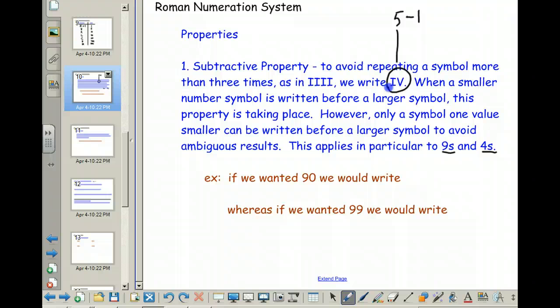For example, how would we write the number 90? C, what is C? 100. X. Would X come before? X would come before. XC. If I wrote CX, that would be 110. The smaller number has to come before the larger one to have the subtractive property.